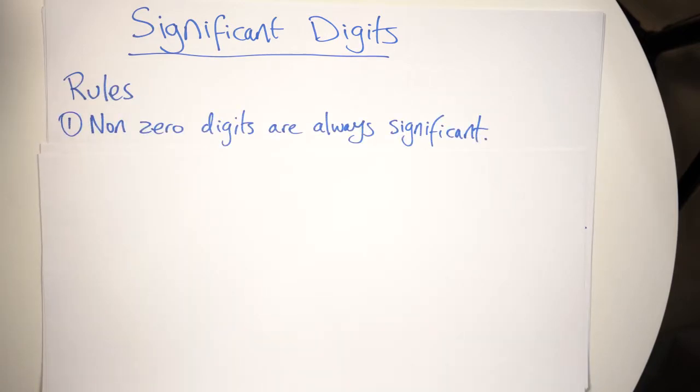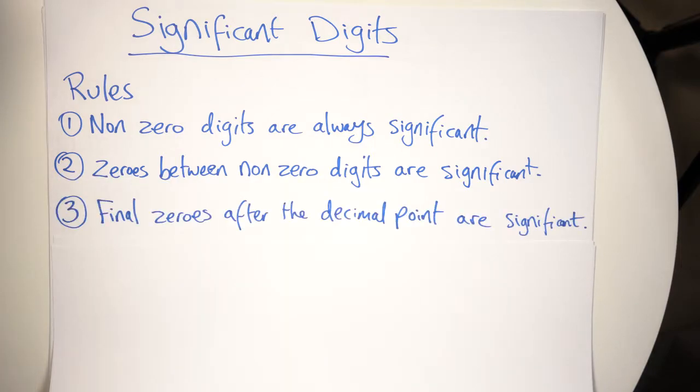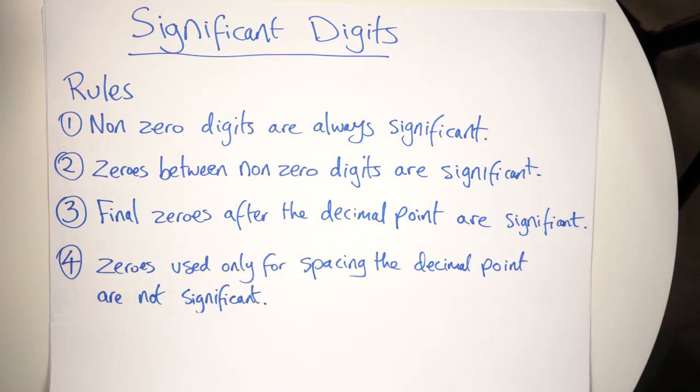Rule number 1 is non-zero digits are always significant. Rule number 2, zeros between non-zero digits are significant. Number 3, final zeros after the decimal point are significant. And number 4, zeros used only for the spacing of the decimal point are not significant.